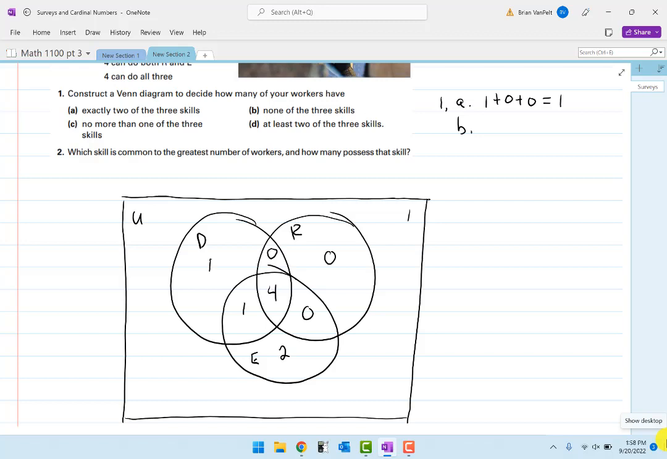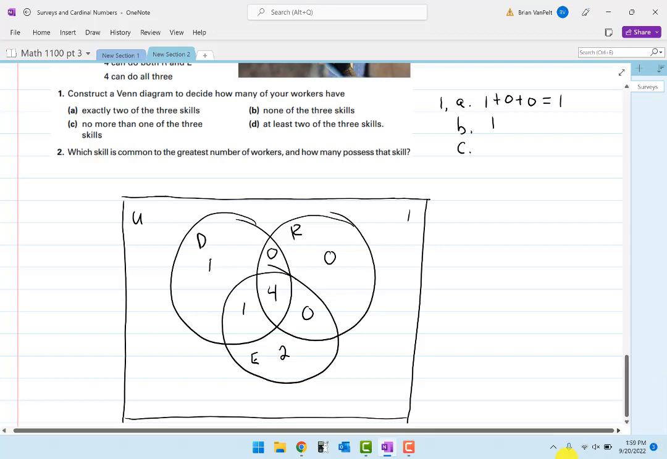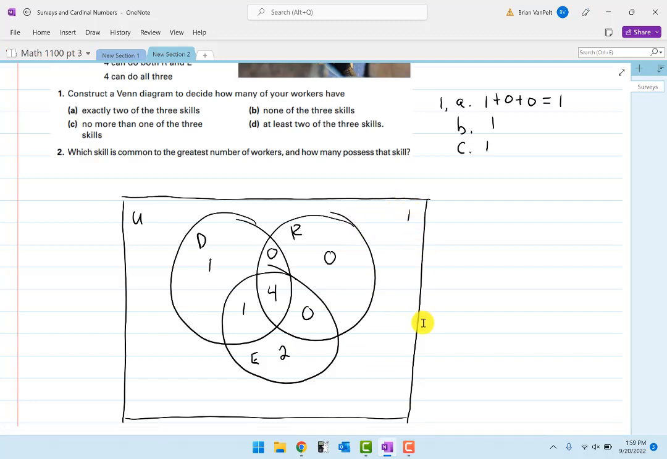For part B, how many people have none of the skills? We already did that one. Part C, no more than 1 of the 3 skills. So we're looking for people that only have 1 or 0 skills. So if we look at the 1 skill people, that's this 1 here, that's that 0 there, that's that 2 there, and the 0 skilled people is that 1. So we have 1 plus 0 plus 2 plus 1. It looks like a total of 4 people for that.